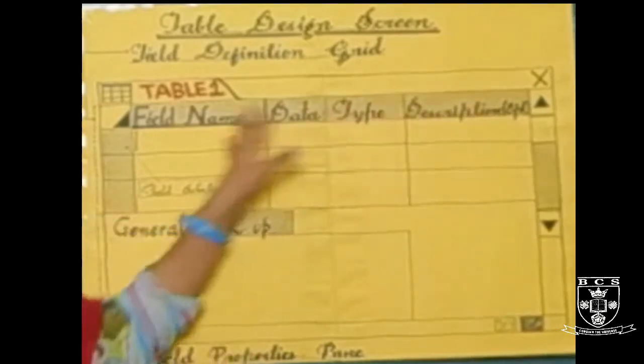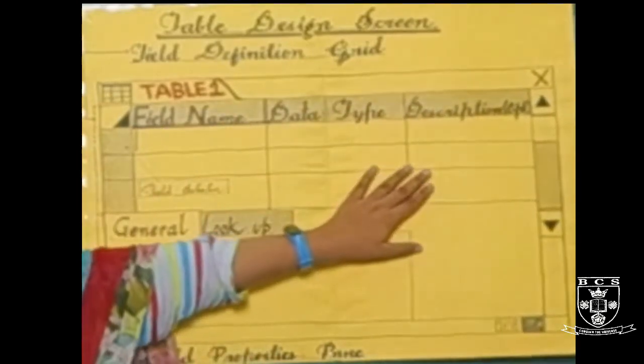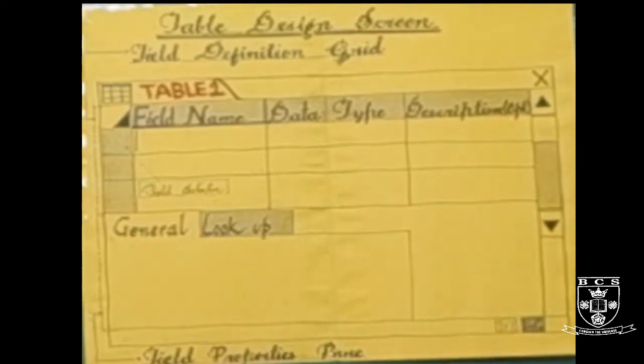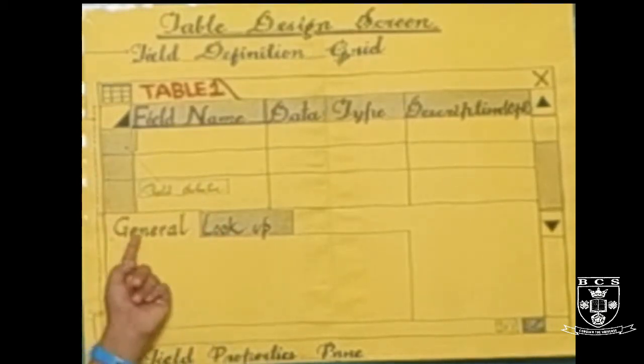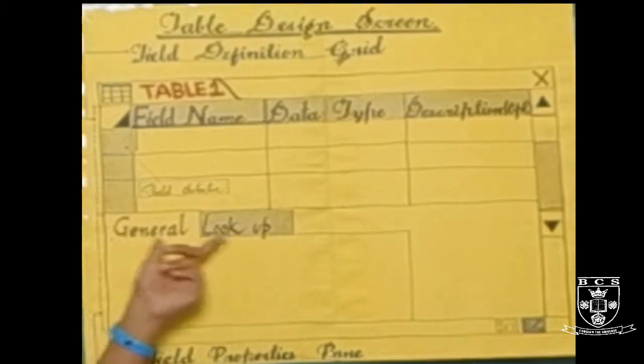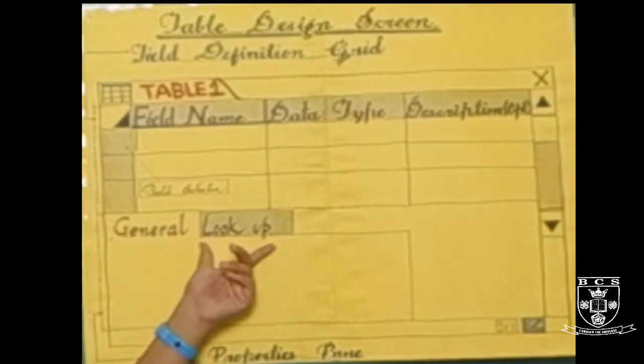So this is your field definition grid, and right after that we are having the lower bottom part, that is your field properties pane. So in this section we are having the different properties regarding your Access 2013 design view. In this section we are having these two different options. Number 1 is general, second one is lookup. So firstly we are discussing the lookup field.